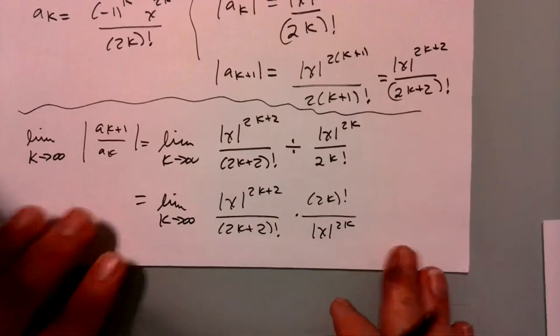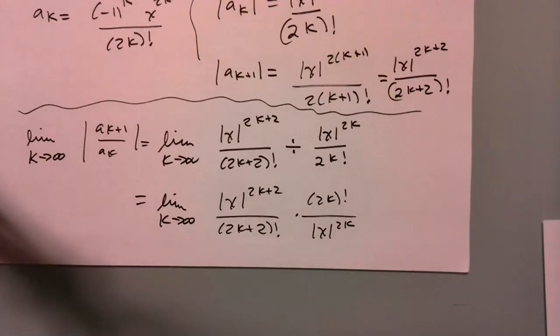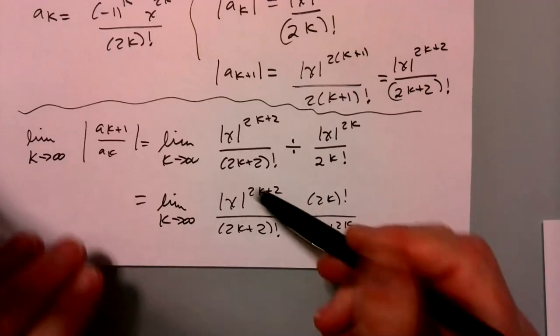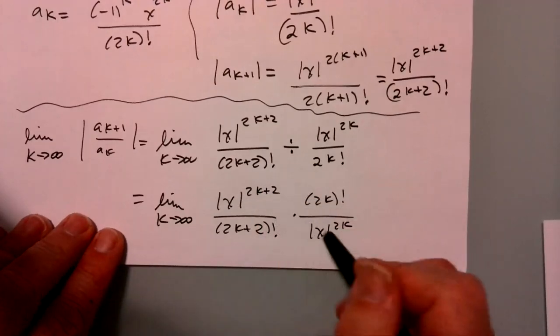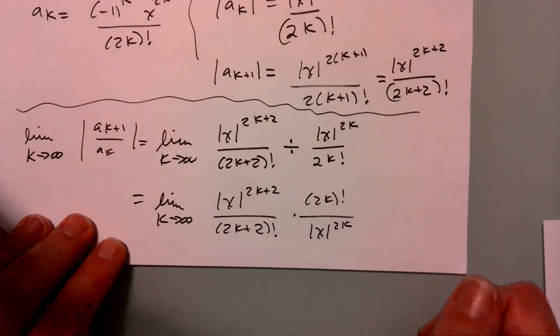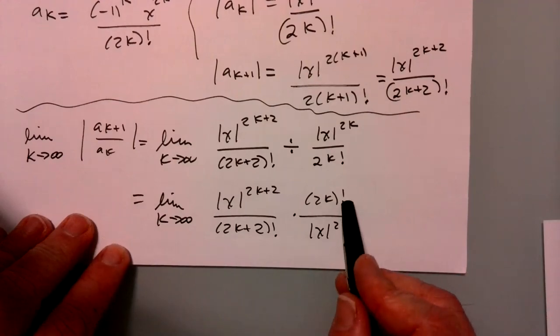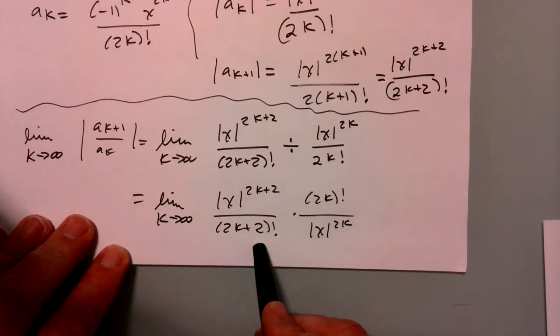Take a look at that for a second. And I want you to think about how the algebra is going to work here. When I reduce this fraction, I will have x to the 2k plus 2 divided by x to the 2k. What do I have left upstairs? Masaki's giving me the right answer. I have 2k factorial and I have 2k plus 2 factorial downstairs.